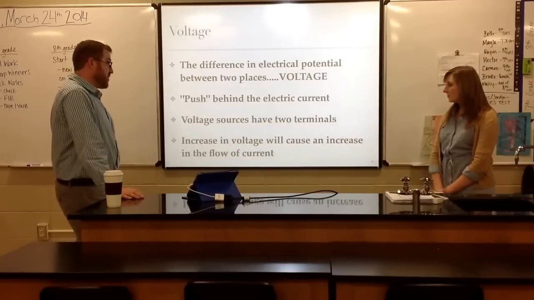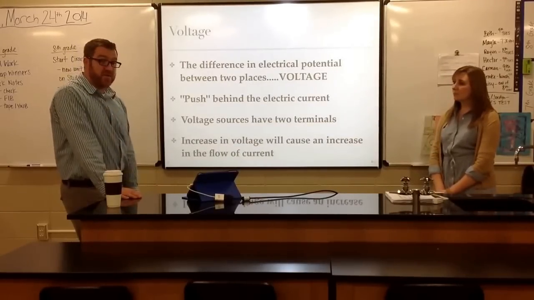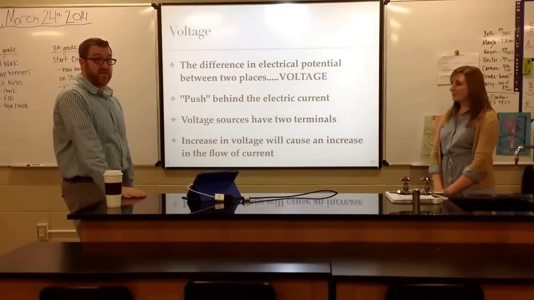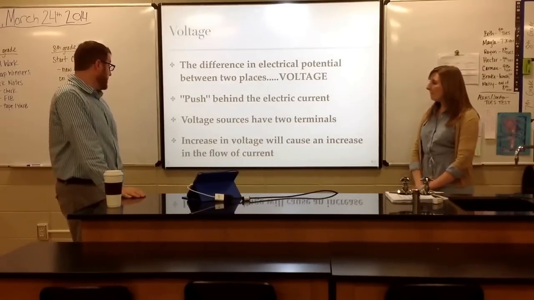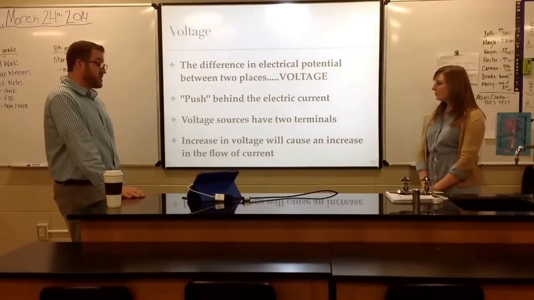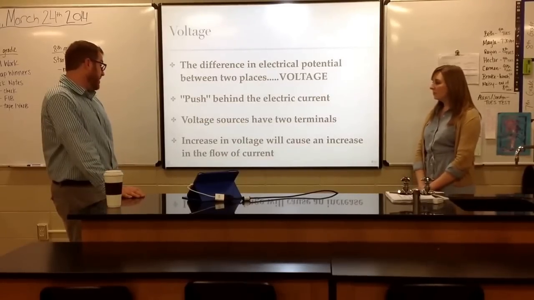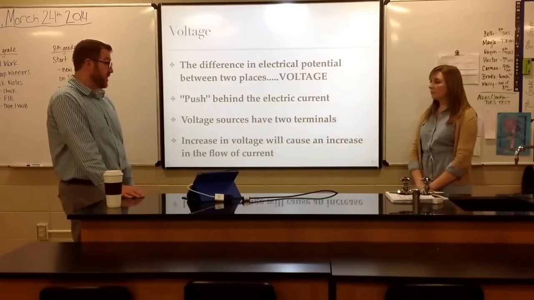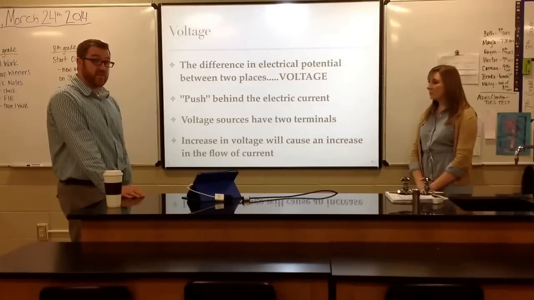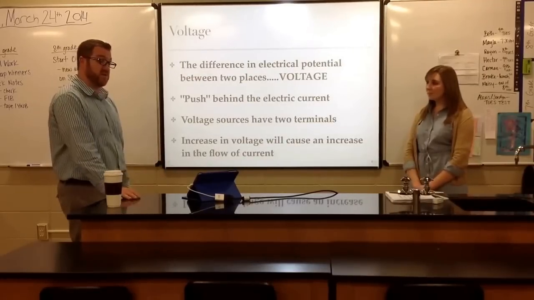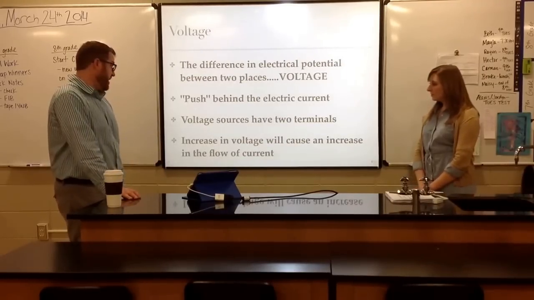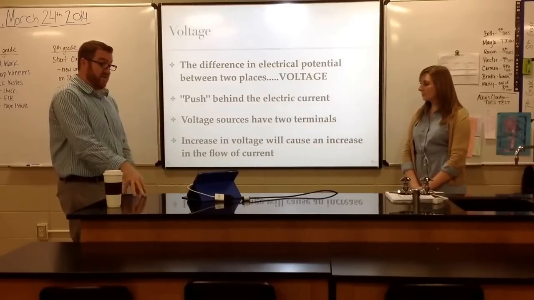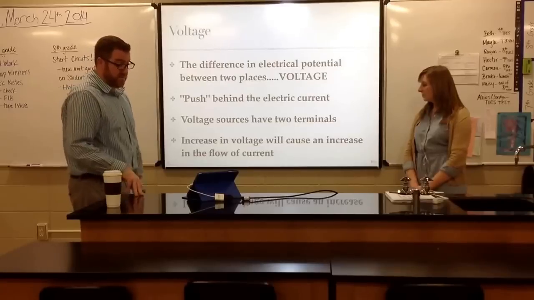The voltage sources tend to have two terminals. If you look at a battery, you've got a negative end and a positive end. Those are your two terminals. Also, an increase in voltage will cause an increase in the flow of current. And we'll talk about an equation that's responsible for showing this relationship in a little bit. But it just makes sense. If you have more push behind current, you're eventually going to have more current in the end.